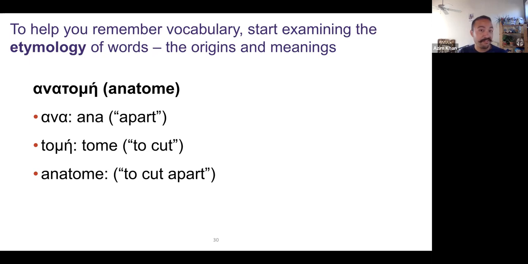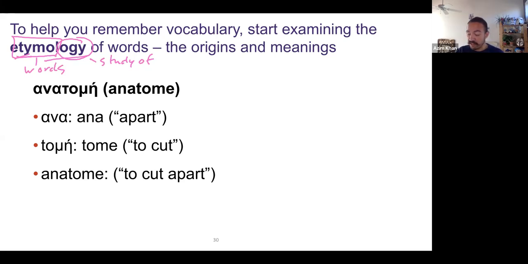The fancy word for understanding the meaning of words is etymology. Ology, we've seen this before, that means the study of. Etymo, that's referring to words. We're studying words, etymology. By studying the origins and meanings of words, I think we can better understand what those words are, and it will help us remember what they are too.